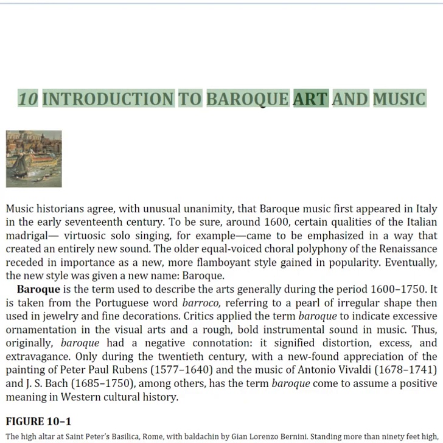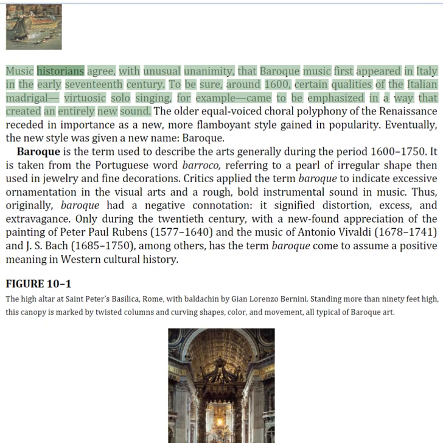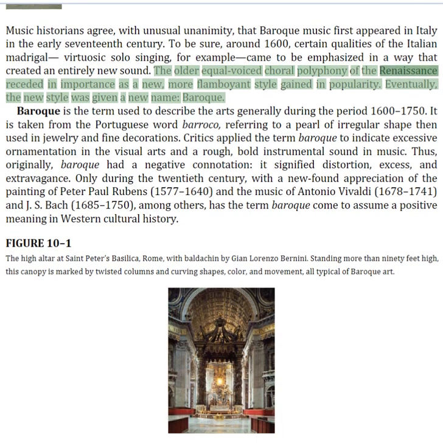Introduction to Baroque Art and Music. Music historians agree, with unusual unanimity, that Baroque music first appeared in Italy in the early 17th century. To be sure, around 1600, certain qualities of the Italian madrigal, virtuosic solo singing, for example, came to be emphasized in a way that created an entirely new sound. The older equal-voiced choral polyphony of the Renaissance receded in importance as a new, more flamboyant style gained in popularity. Eventually, the new style was given a new name, Baroque.